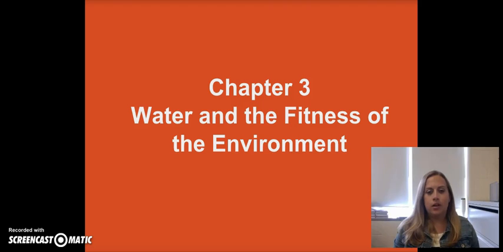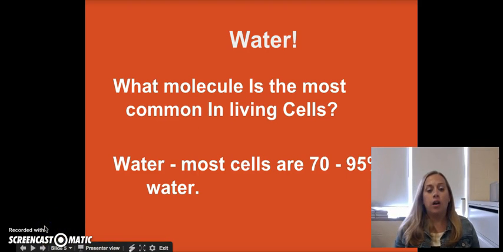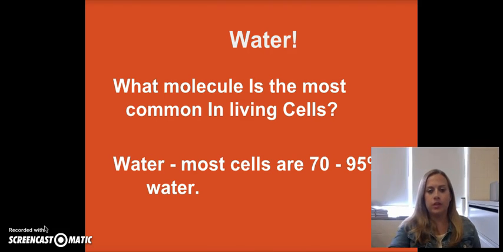The first thing we're going to talk about is water and how it affects the fitness of the environment. So why is water important? What molecule is the most common in living cells? You guessed it, it's water. Most cells are actually going to be between 70 and 95% water.